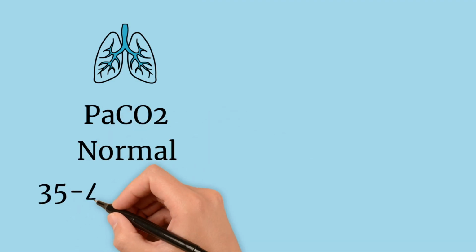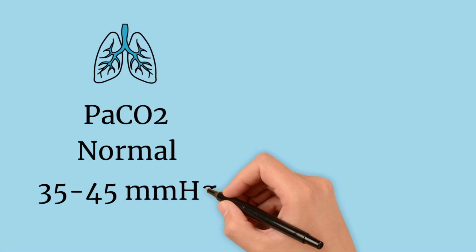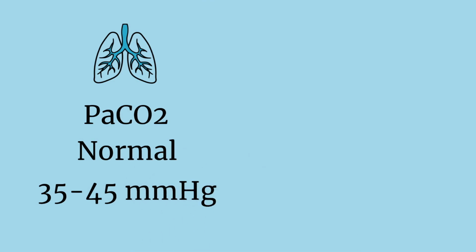And the easy way to remember that is our normal range for pH is 7.35 to 7.45. So just take off the 7. It's one less number you have to remember down the line.